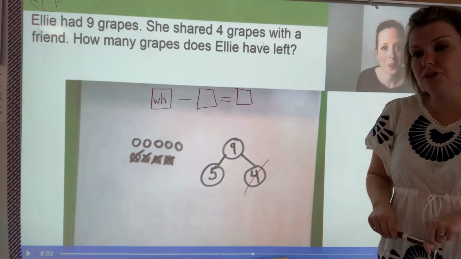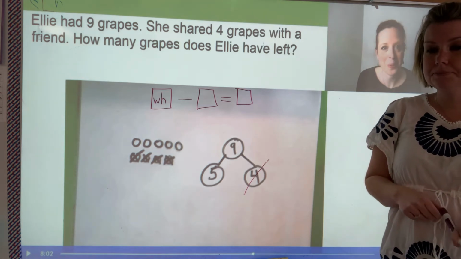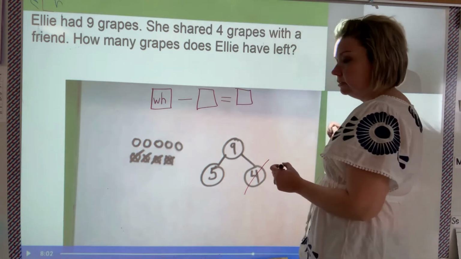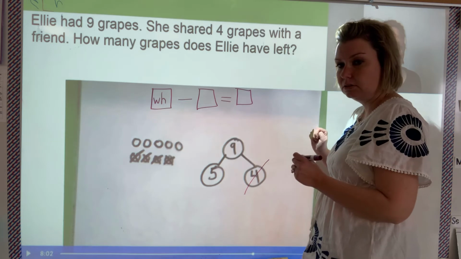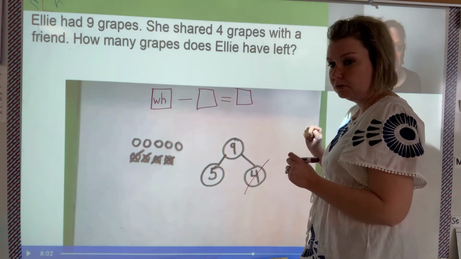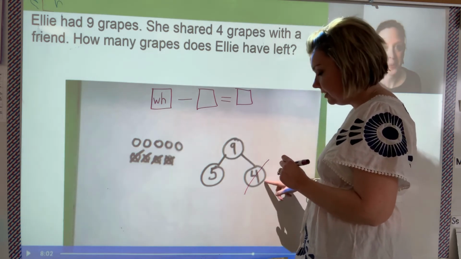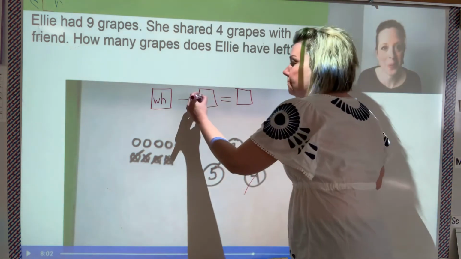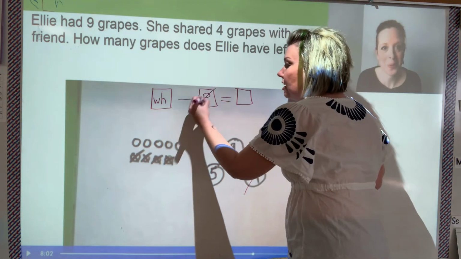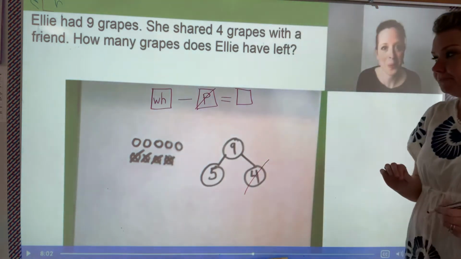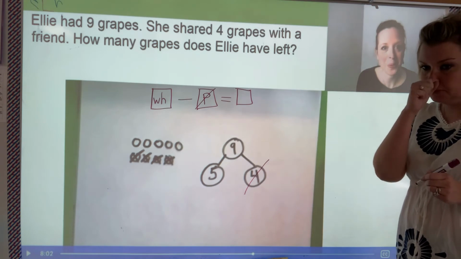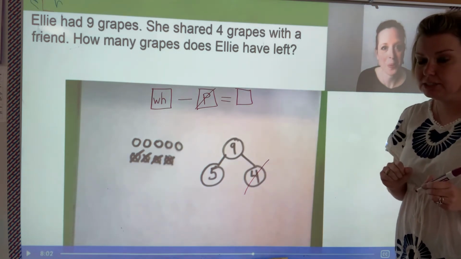Carolyn, what goes after the whole? The parts. Which part? The part with the cross out. Yes, the part that's crossed out or taken away. And what's going to go as my total, or the same as the answer?